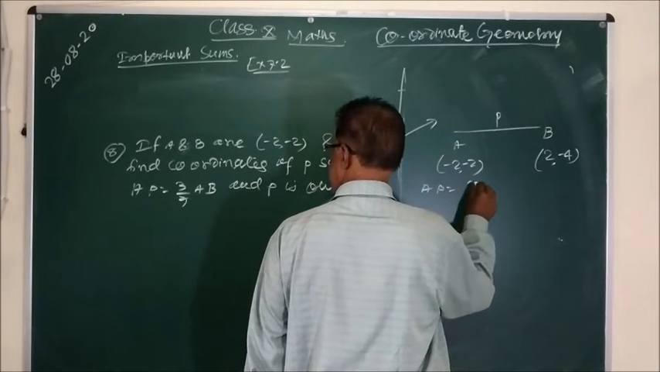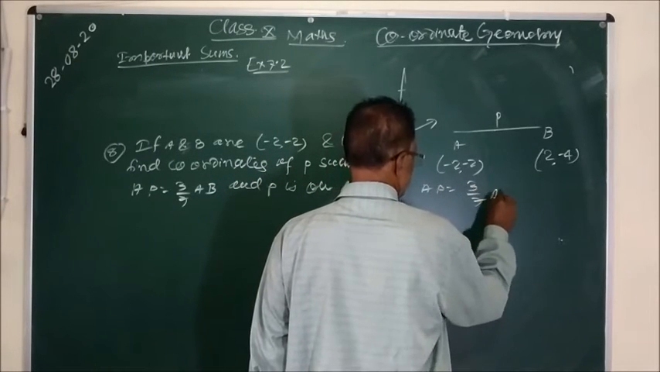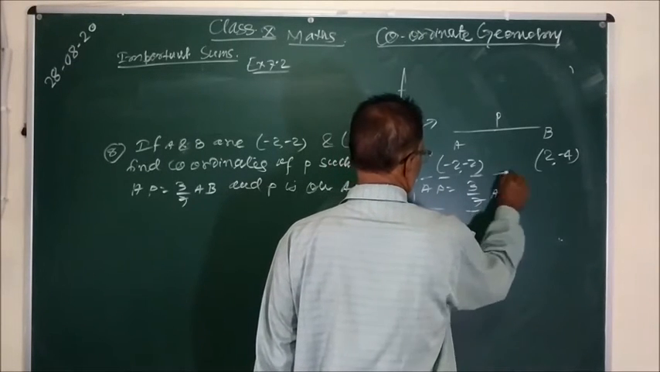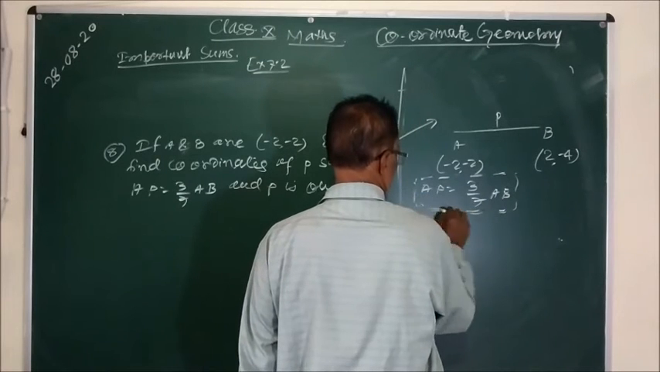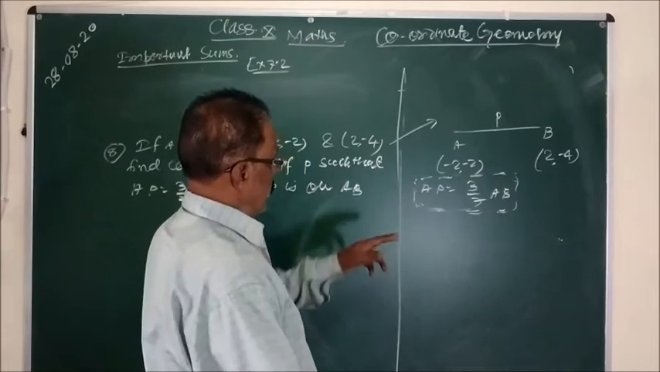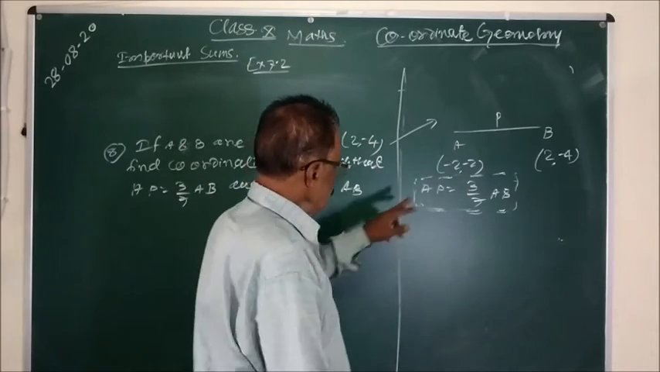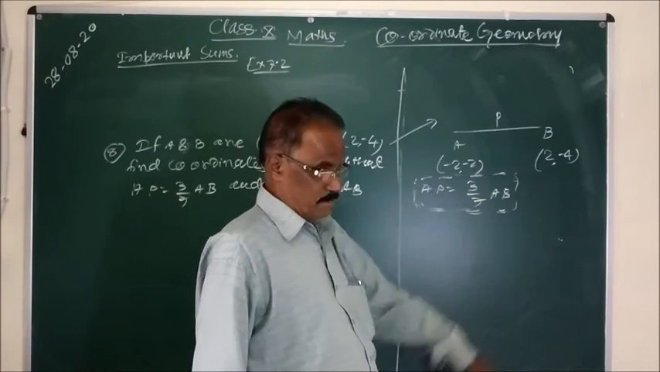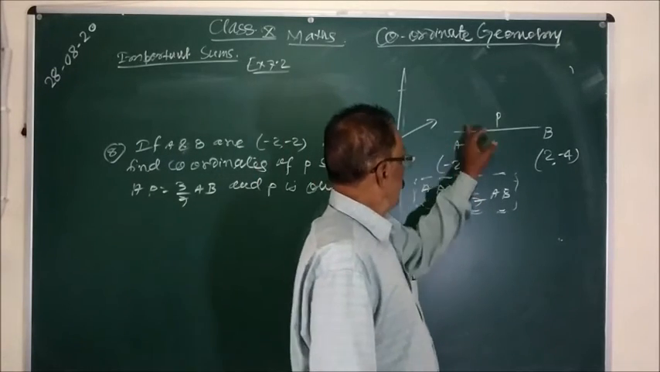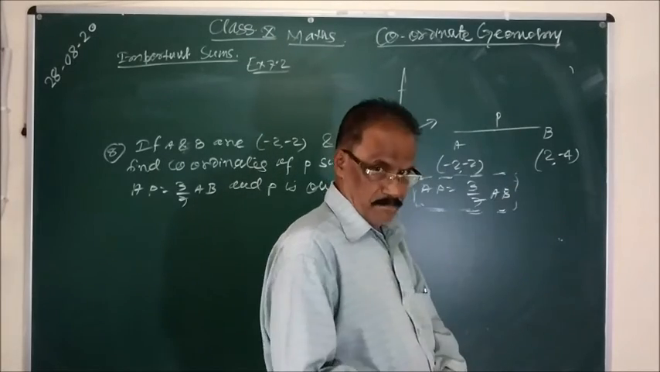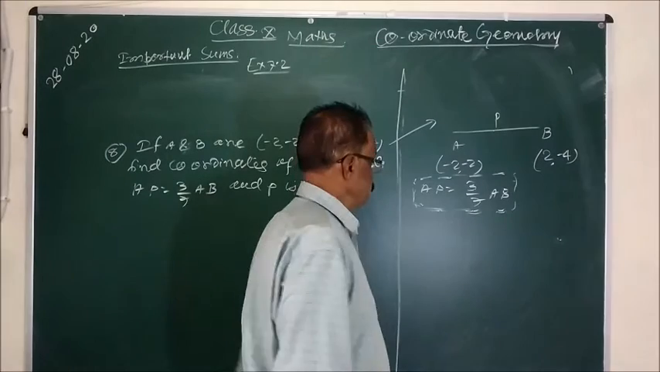AP is equal to 3/7 AB. This is the point you have to understand, because students may get problem here, so I try to emphasize this point. AP is 3/7 of AB. Now we have to find m1 and m2. So AP is to PB how much? But here it is not given.